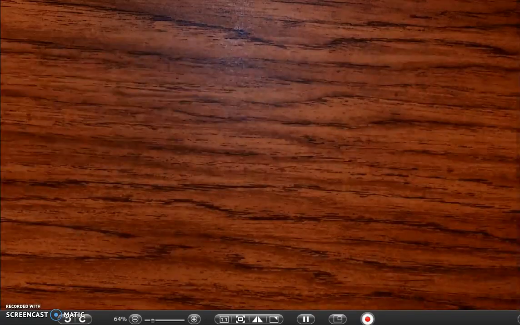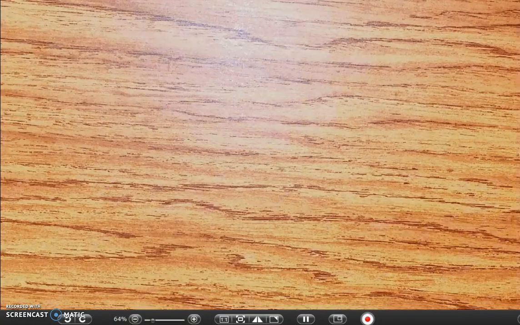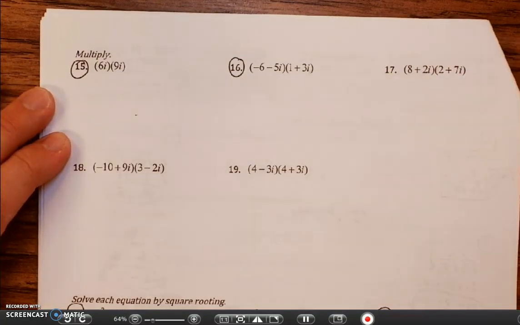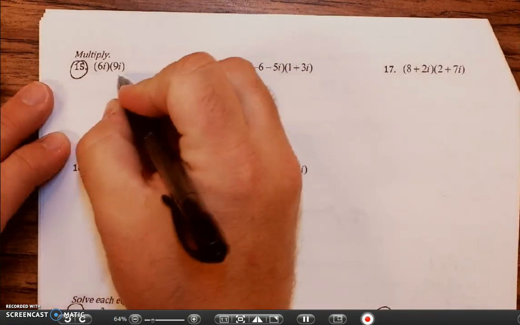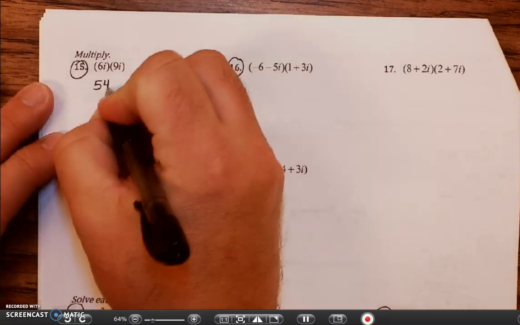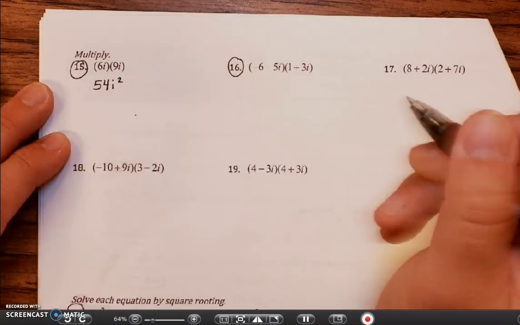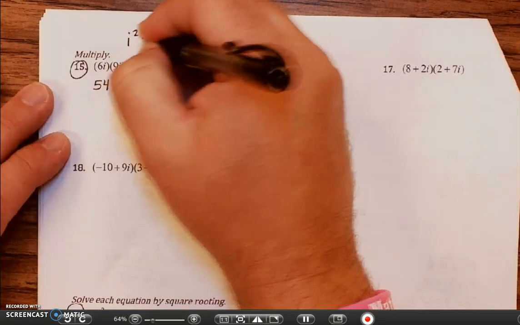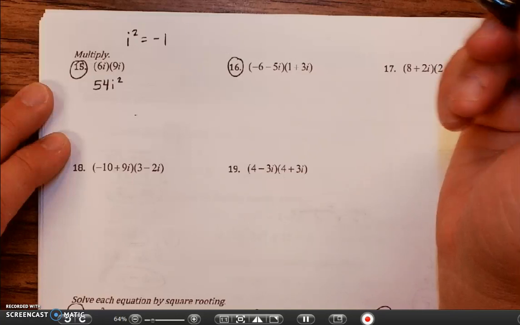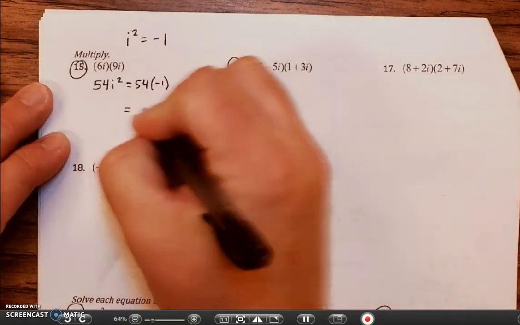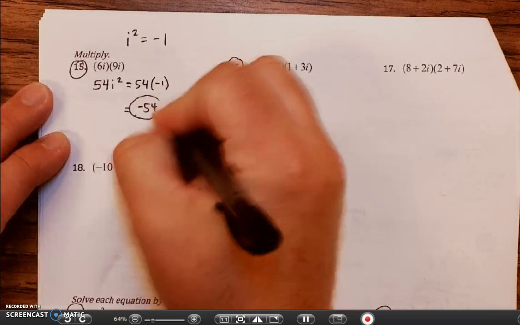Okay, let's see what's on the next page. Okay, question 15. 6i times 9i. Well, you can treat the i just like a variable, and so 6 times 9 would be 54, and that would be i squared. Now, in the other video, I reminded you that i squared equals negative 1. So this is really 54 times negative 1, and I think everybody knows that that's negative 54.